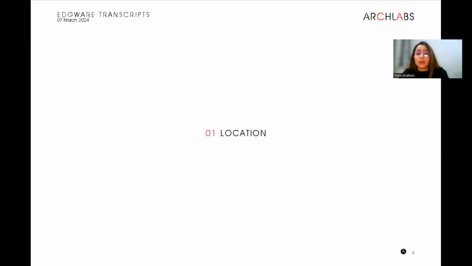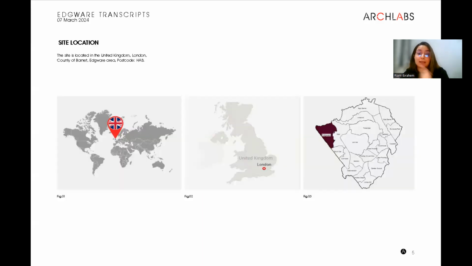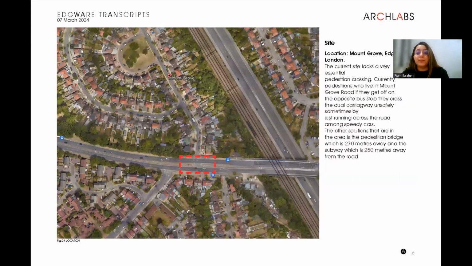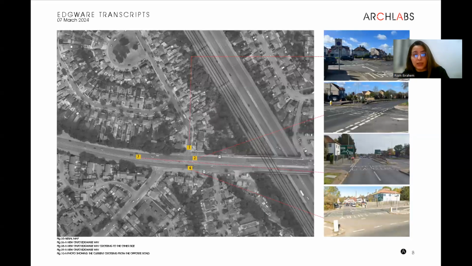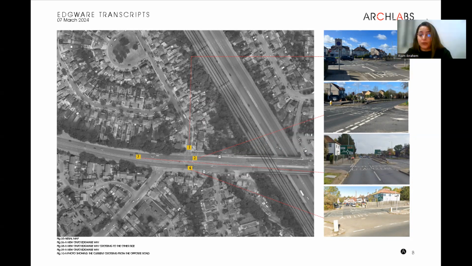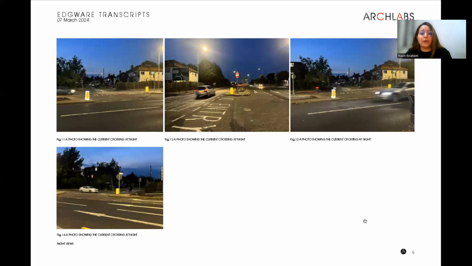The thing that is taking me a while in this was the modeling of the existing context site. As you know, the site is in England, in London, specifically in the Edgware area, in Barnet. And this is the site in the red box. You can see it there. These are images of the site, which is a crossing, basically. It's not a proper crossing, on a dual carriageway.